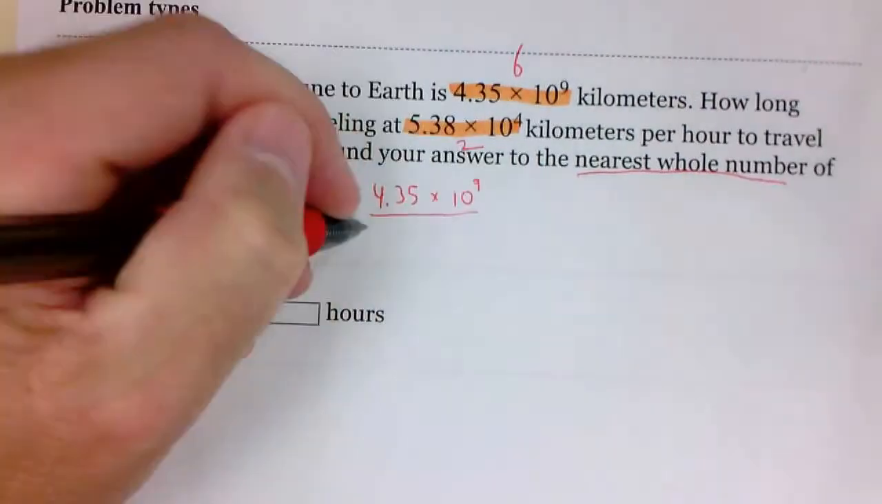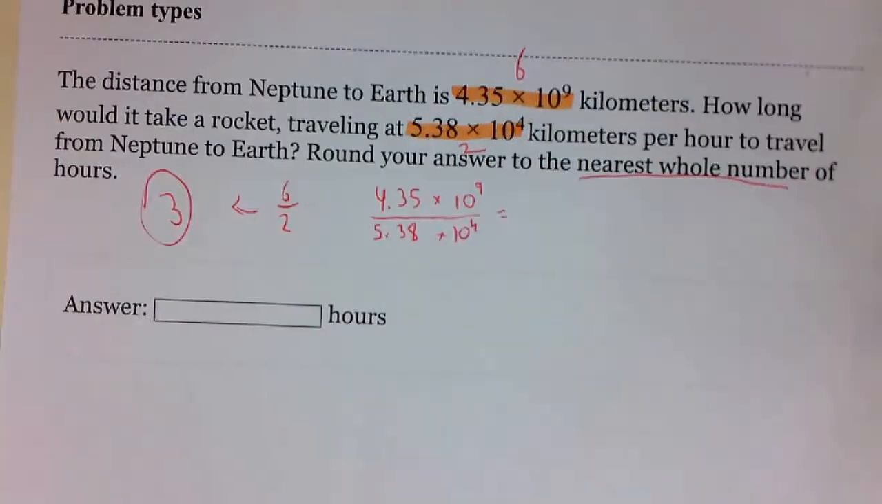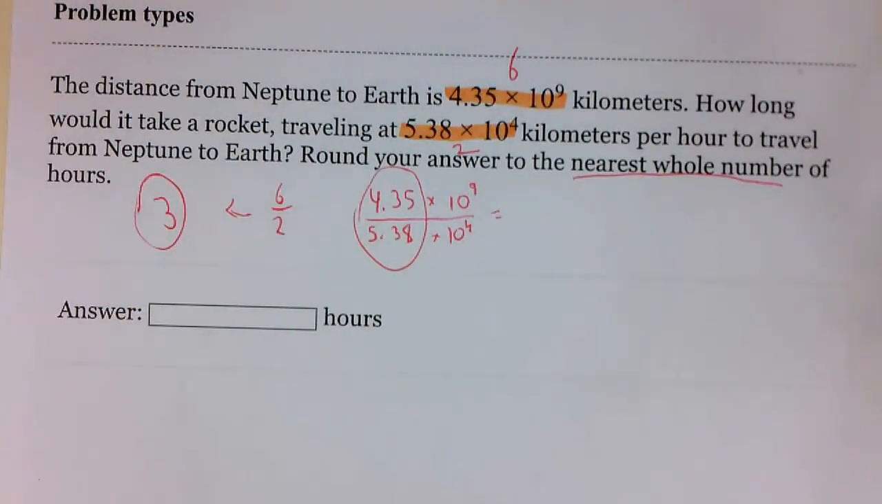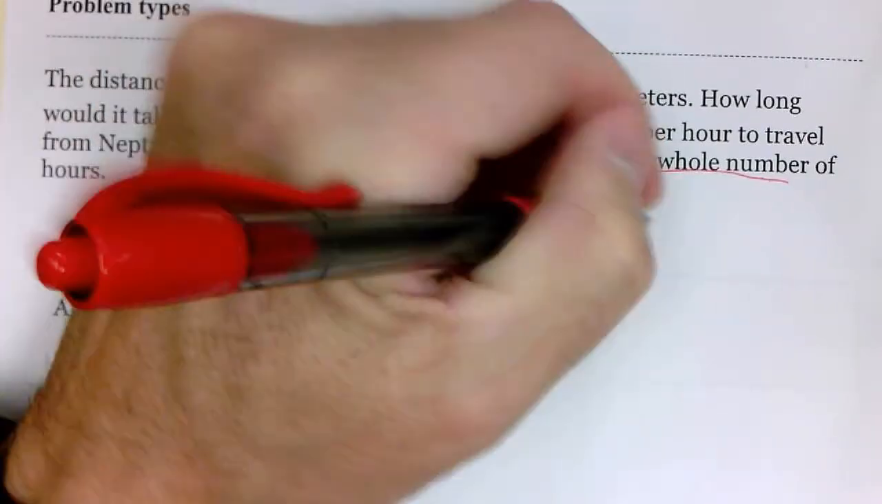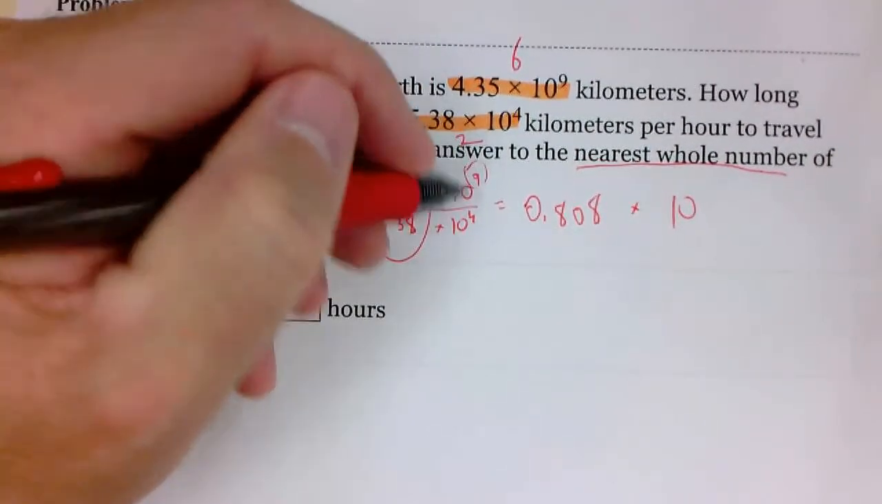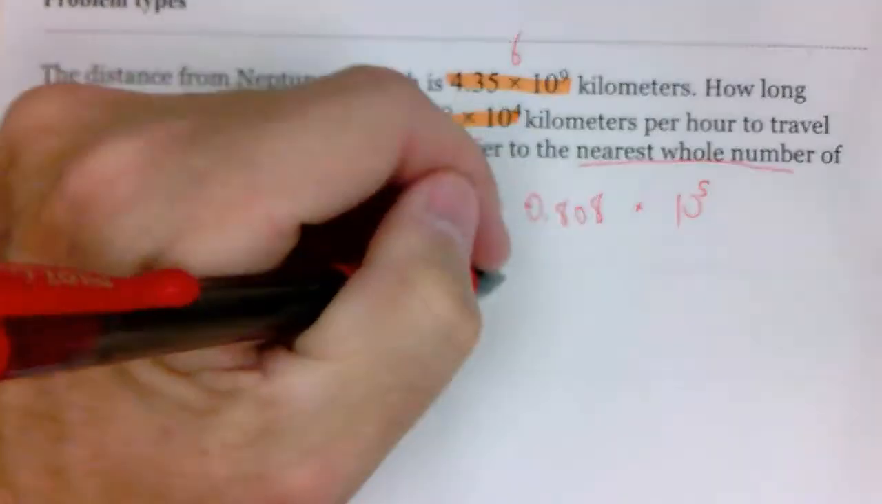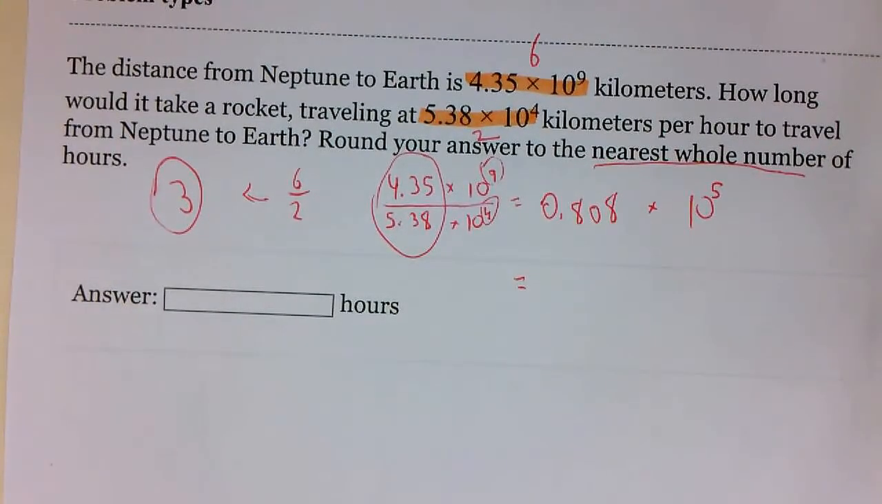4.35 times 10 to the 9th divided by 5.38 times 10 to the 4th. And so I'm going to divide this part. 4.35 divided by 5.38. I get 0.808, and it keeps going, but that's far enough. Times 10 to the, and when I'm dividing, I subtract the exponents. 9 minus 4, that's 5. This is 0.808 times 10 to the 5th.